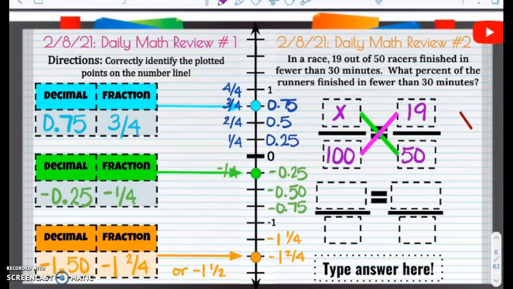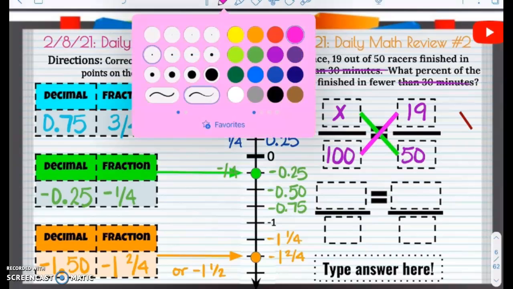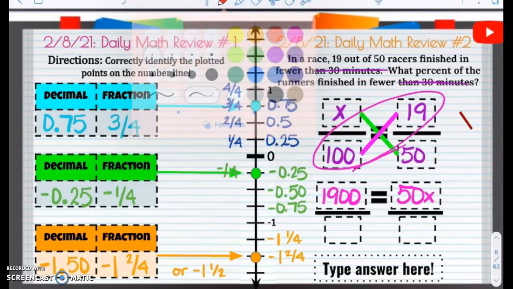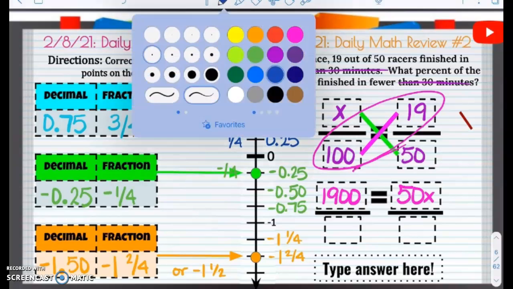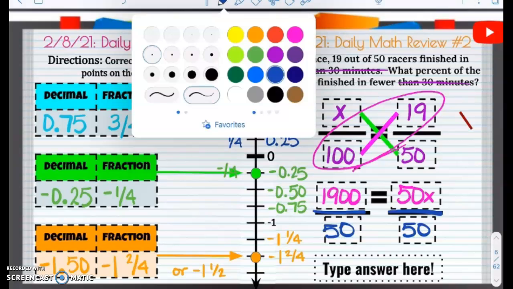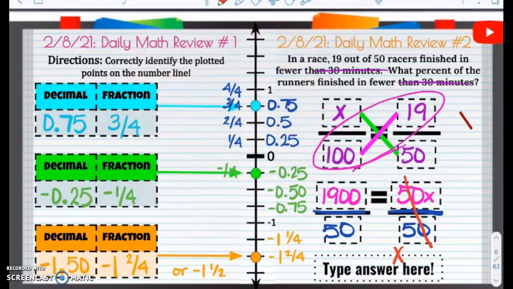This one, they're trying to trick us. They're trying to make us think we need to know the 30 minutes, but we really don't. So all we have to do from here is cross multiplication. 100 times 19 is going to be 1,900, if you do 19 times 1 and then put those 2 zeros. And then 50 times x is just going to be 50x. Now we're going to divide both sides by 50, and 50 divided by 50 is just 1, leaving x.